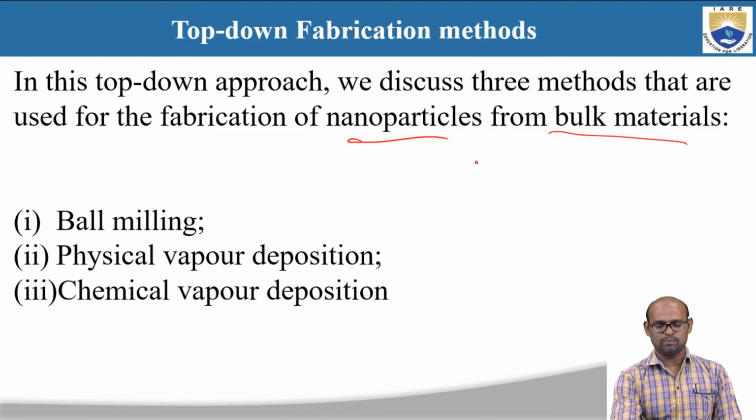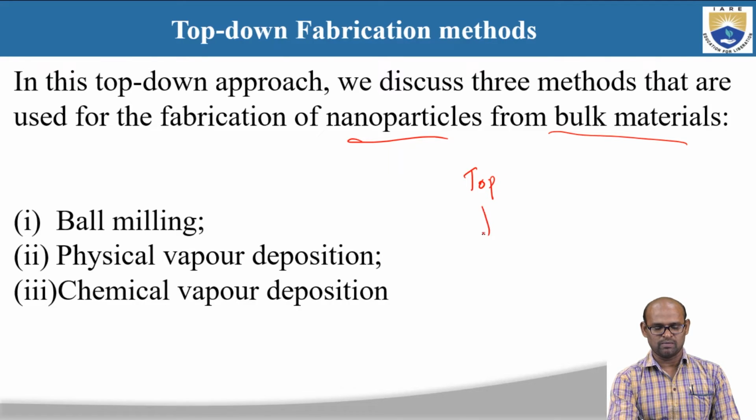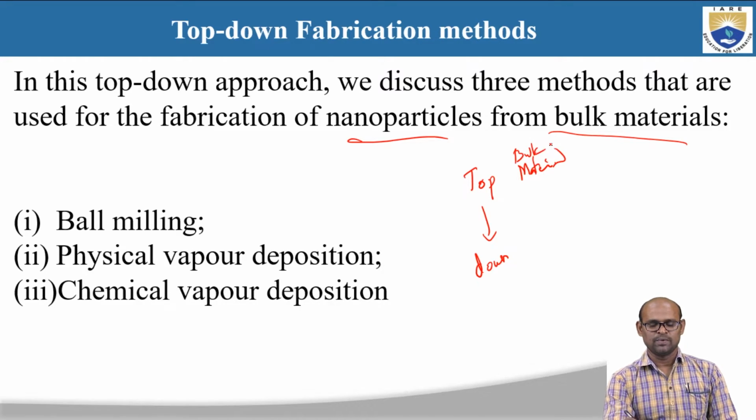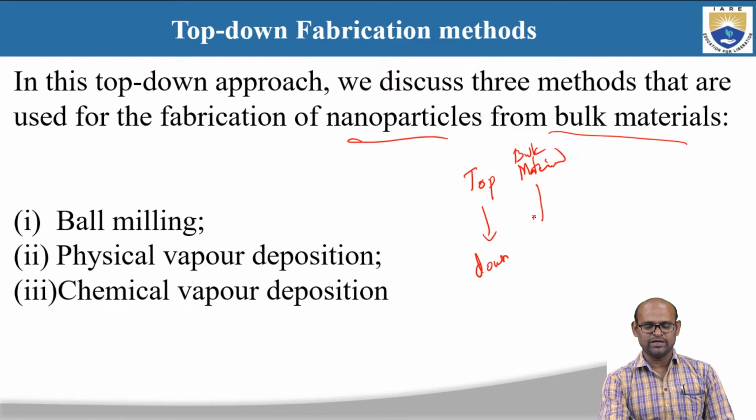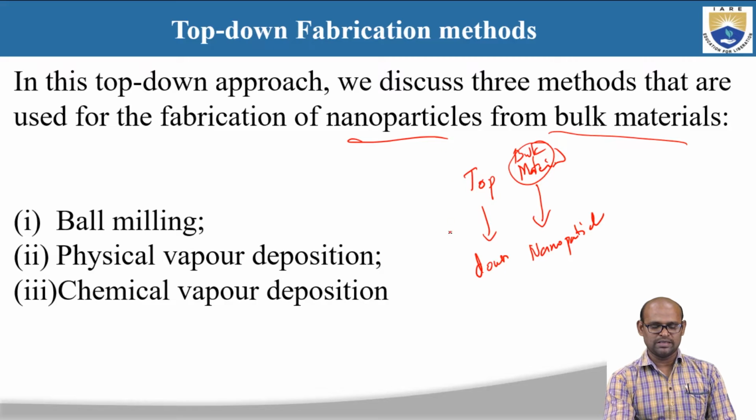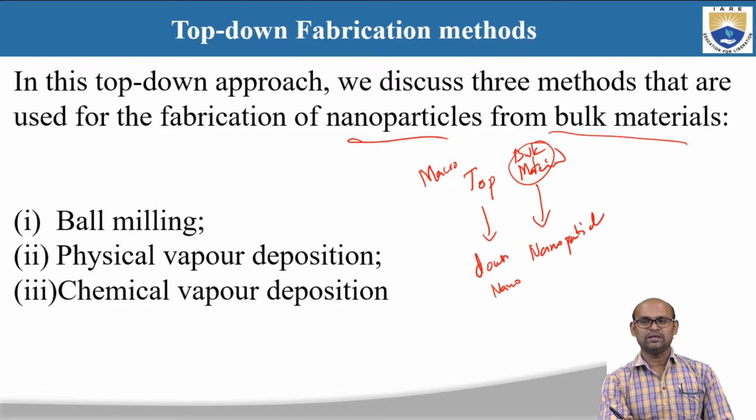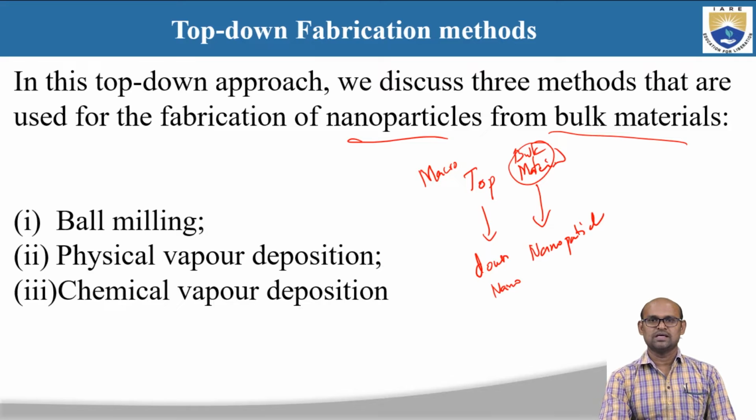So we know that in top down, we are going from top to down. Always at the top we have the bulk material, and this bulk material we are going to divide into nanoparticles. We are going from top to bottom. Always at the bottom you have small length, nano, and at the top you have macro or micro. So from micro to nano, in top down we are going from bulk material to nanomaterial by dividing this bulk material into smaller size particles.